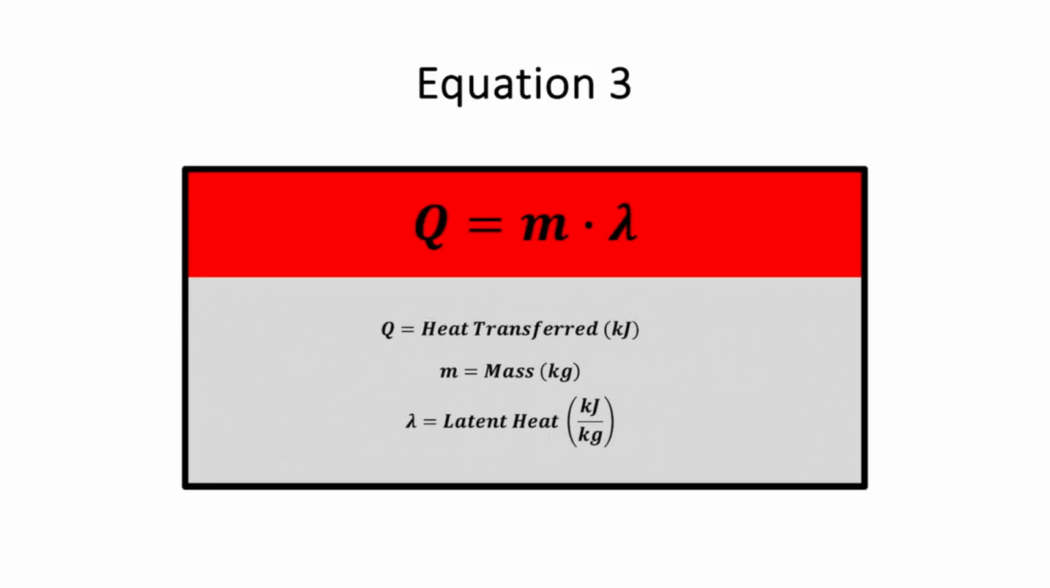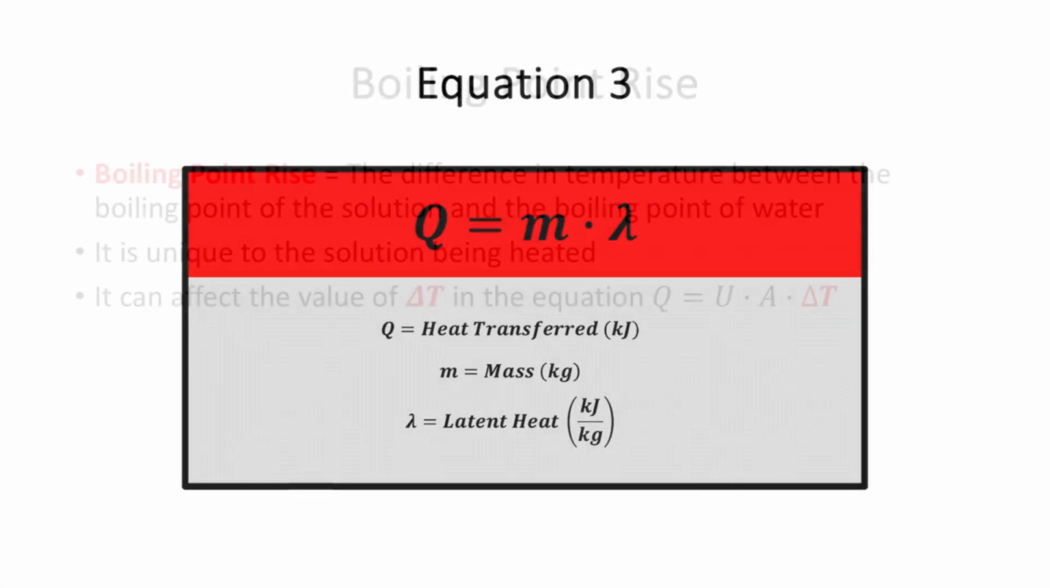The third and final heat transfer equation we're going to look at is Q equals m lambda, where Q is the heat transferred in kilojoules, m is the mass in kilograms, and lambda is the latent heat in kilojoules per kilogram. These three heat transfer equations are incredibly important to know and understand, especially when designing evaporators.